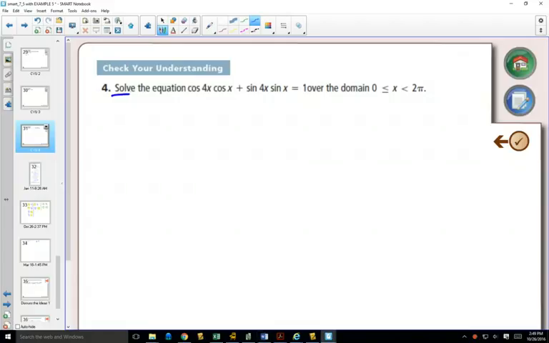The question says solve, so we can use all of our skills for solving. We need to find out what x is, and we have cos 4x cos x plus sine 4x sine x equals 1. What do you recognize?